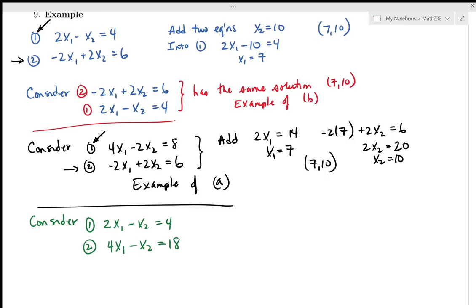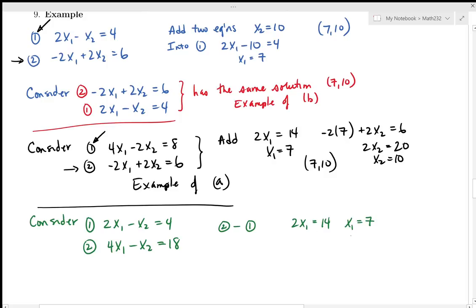Maybe we should just find the solution to this system of equations. Let's find that. I'm going to take equation 2 and subtract equation 1. And what does that get me? 2 minus 1 gets me 2x1 is equal to 14, or x1 is equal to 7.